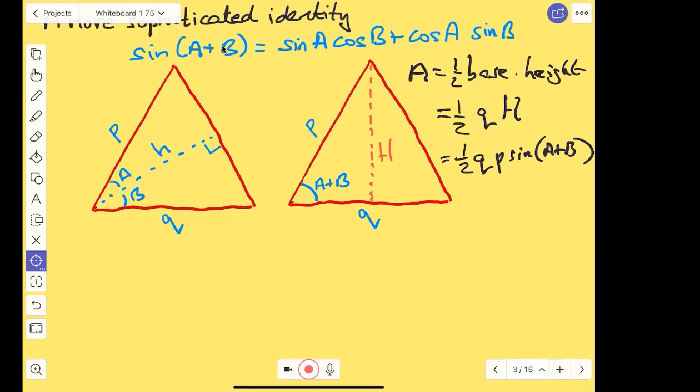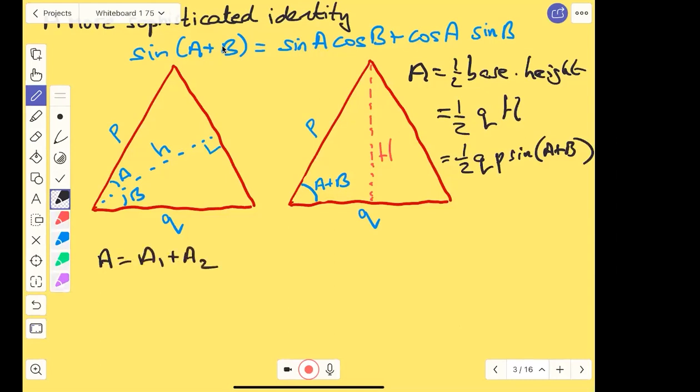It involves P, which is the length on this side of the angle, multiplied by Q, the length on this side of the angle. And symmetry is something that's often very helpful to us. So now we want to say that our total area is A1 plus A2, where let's say this is A1 and this is A2, the areas of these two right angle triangles.